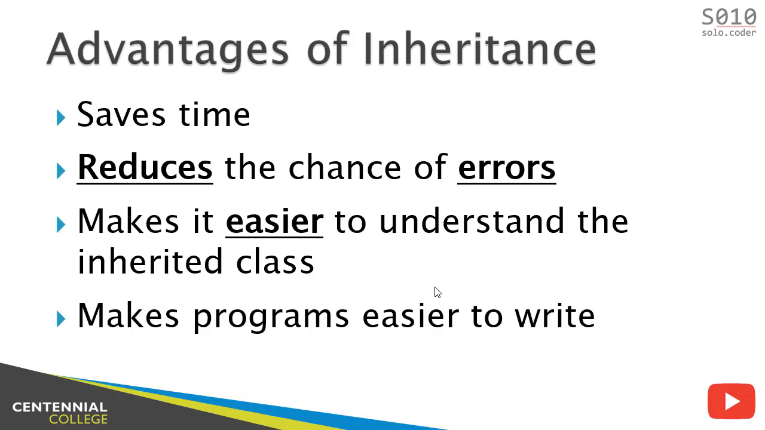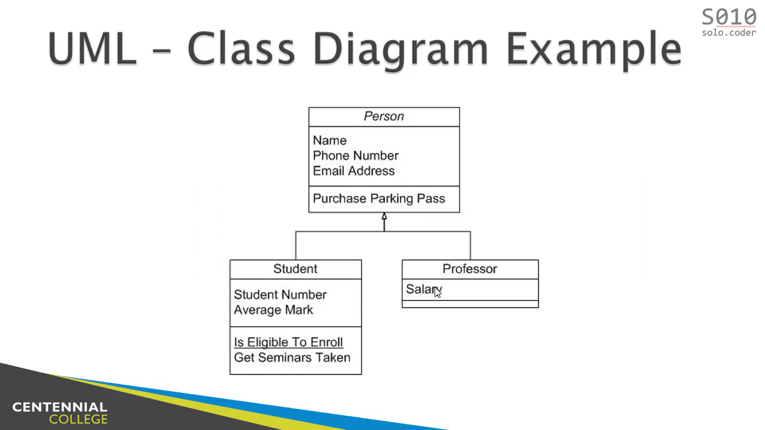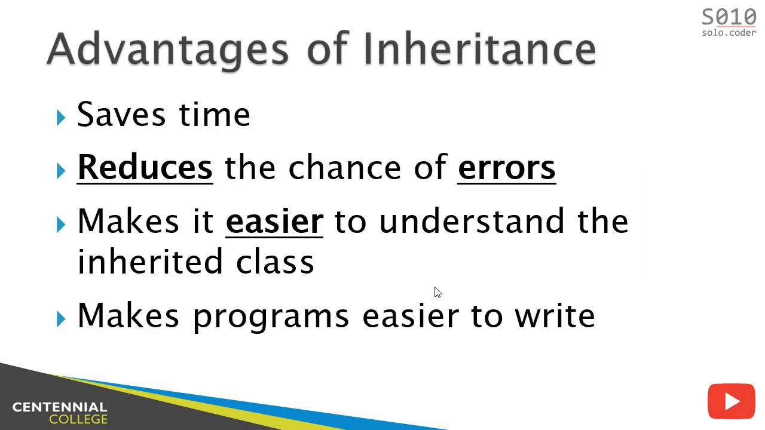And again, it all goes back to why using inheritance. It makes it easier to understand the inherited class. I mean, think about this. If Person was already developed and you were working with Person before, you know how to work with that class. And if you have a class that inherits from Person, you only have to get to know how to work with this new class. You know already Person. You just need to get to know how it is supposed to work with a new class. Makes it easier to write programs. Yeah, we can say that as well.